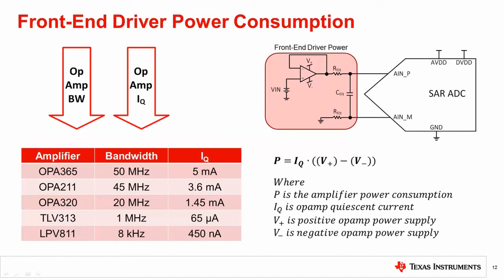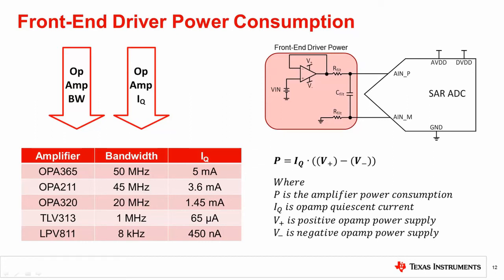Moving on to the third contributor to SAR ADC power consumption, we will now focus on the front-end driver. Typically, an operational amplifier, or op-amp, is used to drive the input of the SAR ADC. This amplifier consumes power due to the quiescent current of the op-amp and the op-amp power supplies. Choosing an op-amp to drive the SAR ADC is described in detail in the SAR ADC Input Driver Design Precision Labs videos. These videos describe how to determine the bandwidth required for the front-end driver.